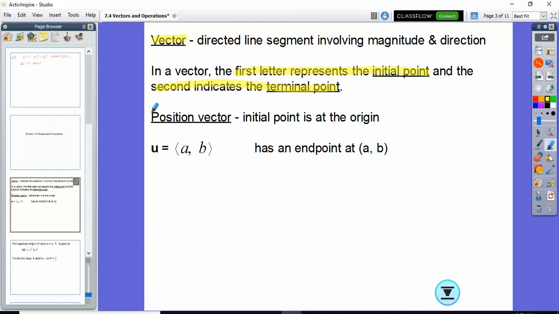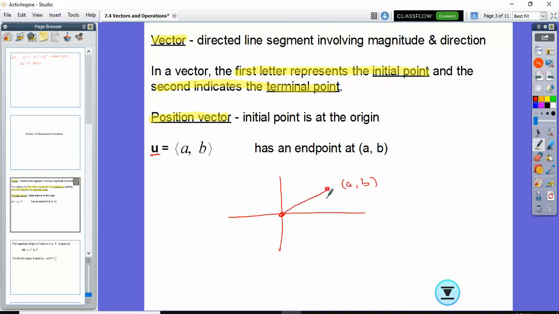We are mostly going to focus on the position vector, where it starts at the origin. So I'll give you a few minutes to jot all that down. Our focus is this position vector, which is usually denoted with a bold U, and then we have this A and B within that. The position vector starts at the origin. So it's saying you have a graph starting at the origin and ending at the point AB.